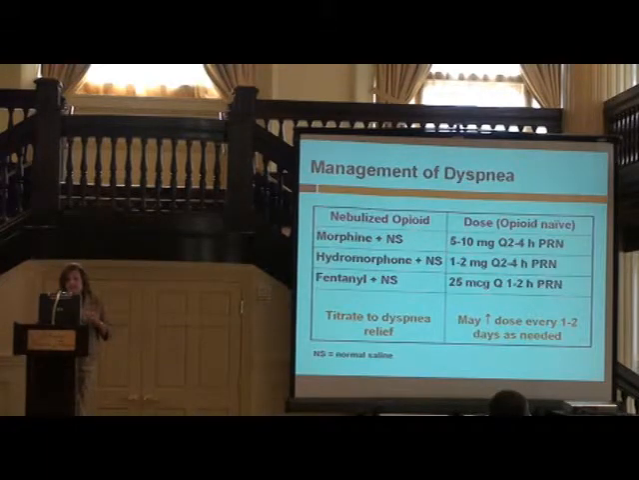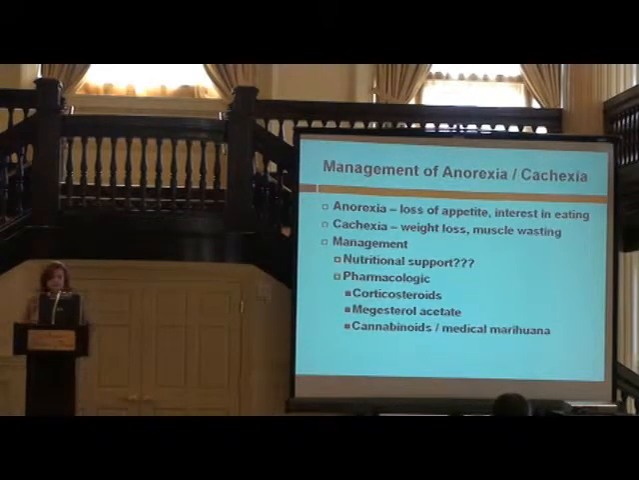Most of the data that you'll read is reported on morphine. However, you can use hydromorphone or fentanyl via the nebulized formulation. You just won't see as much published on that.